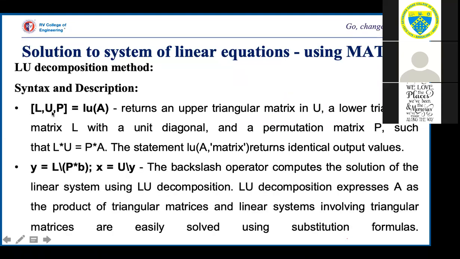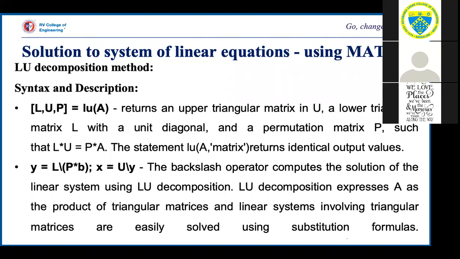So this square bracket L, U, P will return a lower triangular matrix L, an upper triangular matrix U, with a permutation matrix P such that LU equal to PA. So you are using the function here, LU of A. The given system of equations is written in the matrix form AX equal to B.